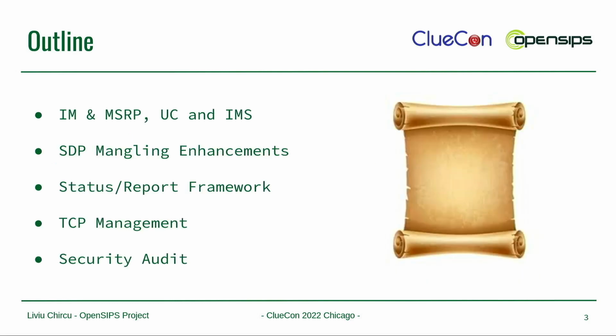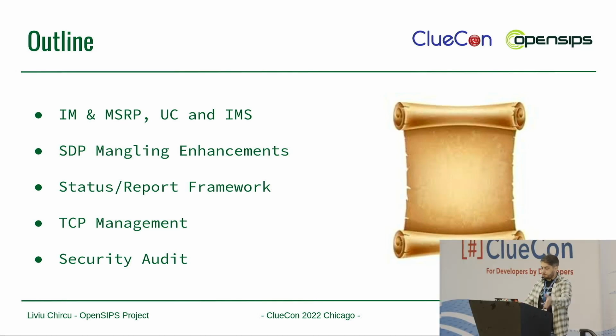And today I'll be giving you an update on what's been happening in OpenSIPS in the last year, what we've been working on, and what we see as the direction for this release. Because if you haven't noticed the pattern yet, we try to come up with a theme each year. We push out a new release. And this year it was this nice bundle of acronyms: IM, MSRP, RCS, UC, IMS.